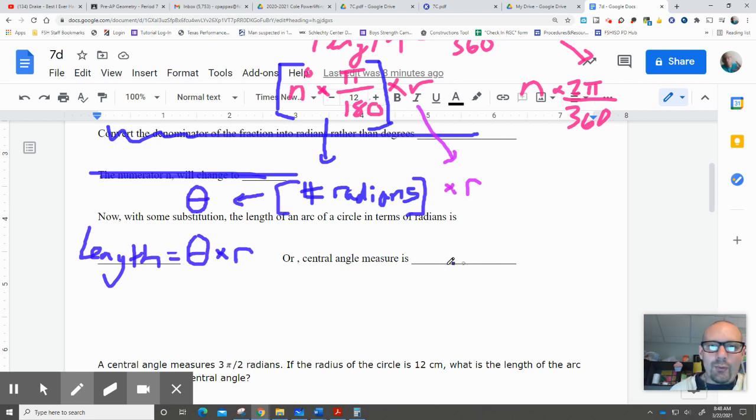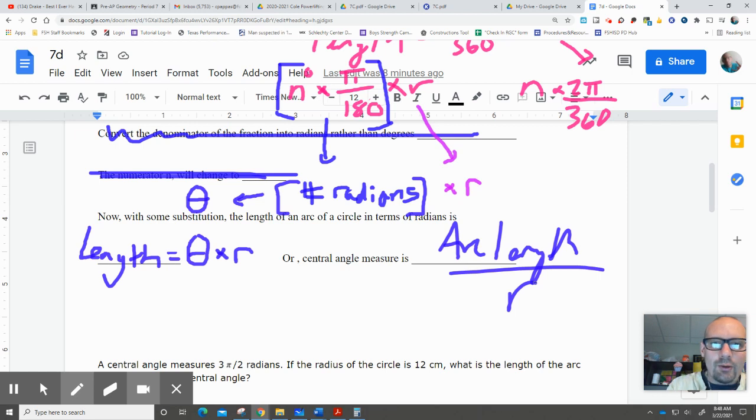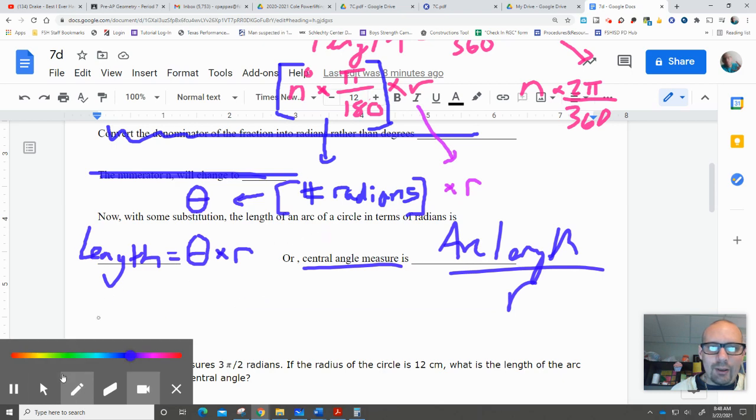If we wanted to rearrange this and get our central angle measure in terms of radians, it would just be arc length divided by the radius. Arc length divided by the radius will give us the number of radians of our central angle. We'll talk about that more when we get into class. Just want to make sure we have our notes down here.